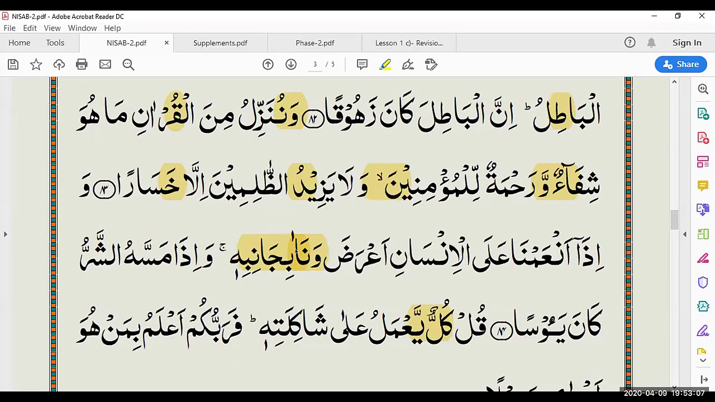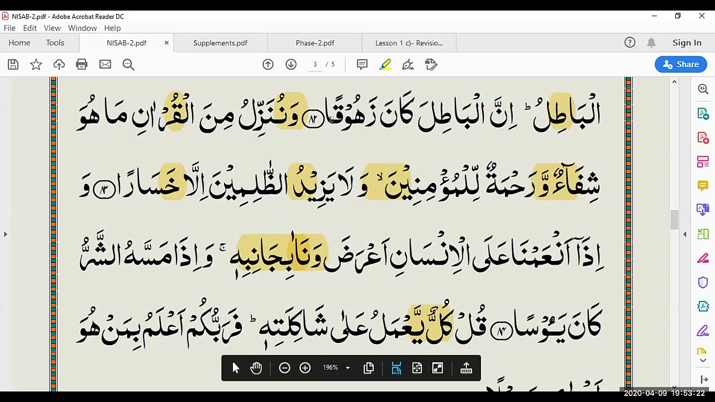This time we have the alif with a stroke on top, so we would say wana bijanibi. How long do you prolong the vertical fatha for? 2 seconds. Well done, 2 seconds. Jazakumullah, that was fine. Jazakallah.